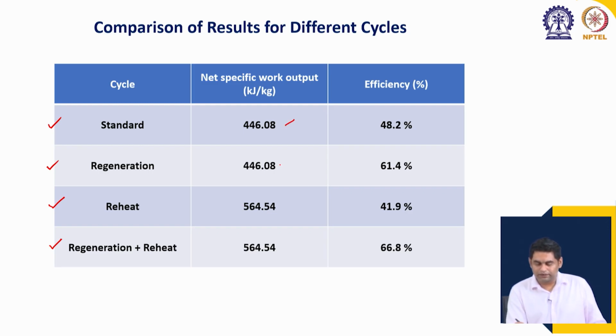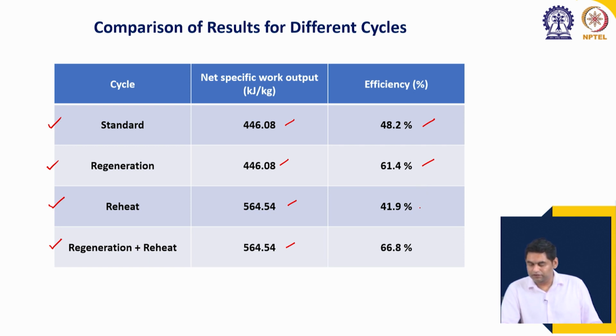For standard and regeneration cycle, the work output is 446.08, as we expect, both will be equal, and for reheat and regeneration plus reheat, a significantly higher value is obtained, which is 564.54. The efficiency for the standard cycle is 48.2%, whereas if I add regeneration, we get up to a high value of 61.4%. Remember, all these are ideal cases. In real cases, efficiency will be significantly lower. We will also solve problems for real cases later on in the course.